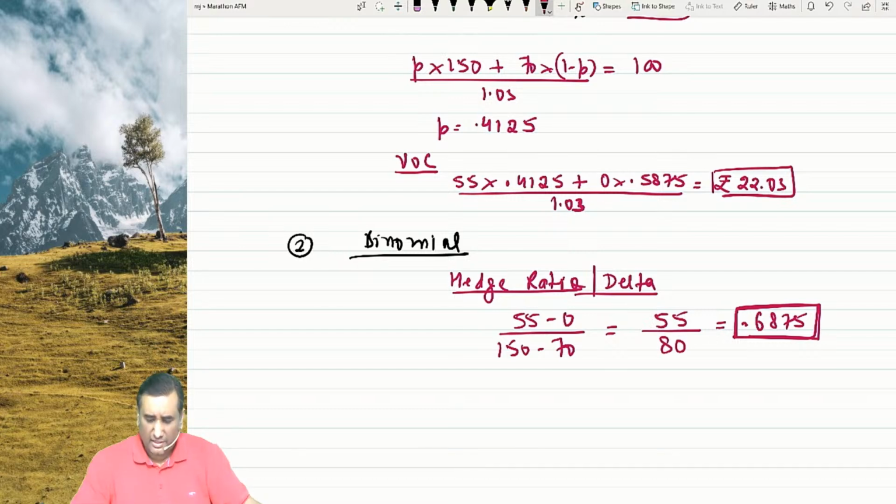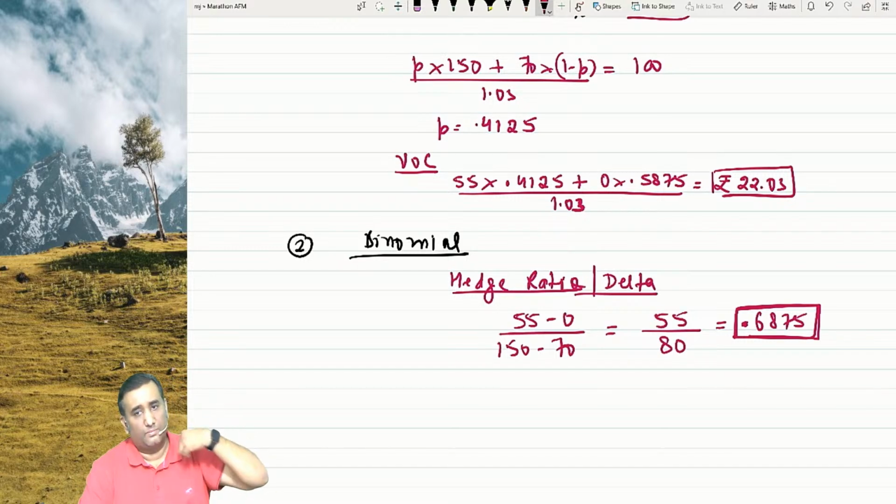In normal classes we would have written it. I'll dictate once again. Per option written, if the writer buys 0.6875 shares per option, then he would not be at a loss whether the price becomes 150 or 70.